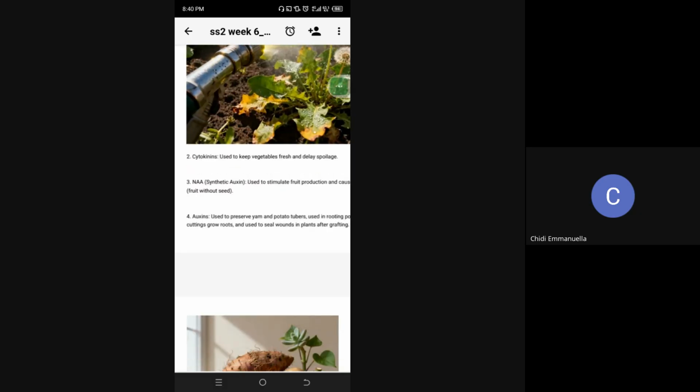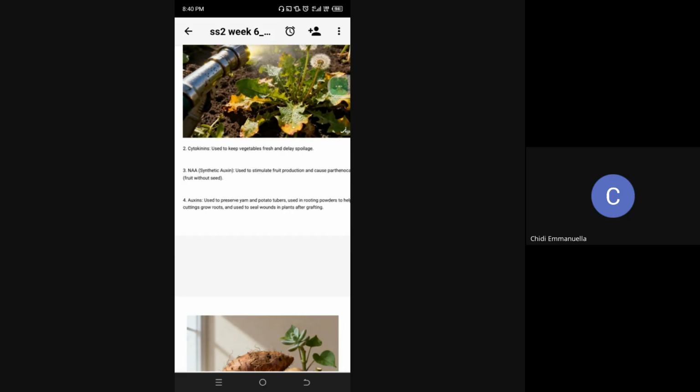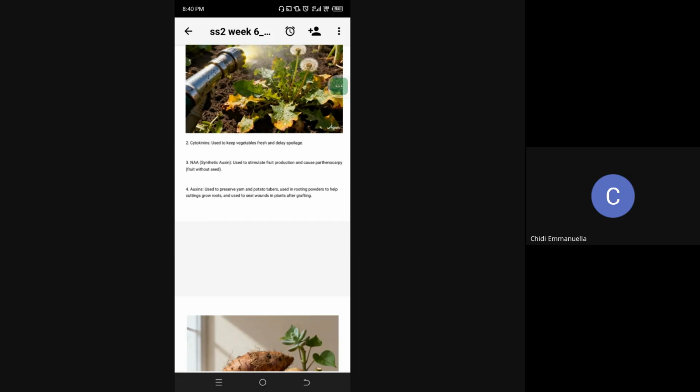You know what weeds are now? Yes. So it prevents weeds from killing the plants.